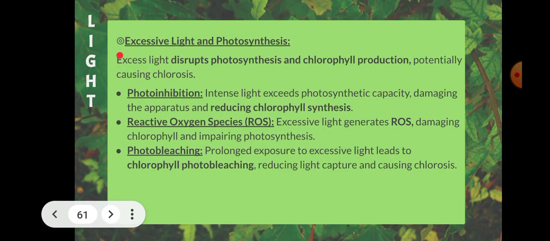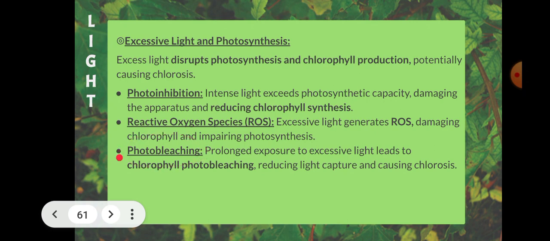Now I will be talking about what happens in an excess of light. When light is in excess, it disrupts photosynthesis and chlorophyll production and can lead to chlorosis. The first one being photoinhibition. Intense light exceeds the photosynthetic capacity and can damage the apparatus, reducing chlorophyll synthesis. After that, the next one is reactive oxygen species, which is abbreviated as ROS. Excessive light generates ROS, which damage chlorophyll and impair photosynthesis.